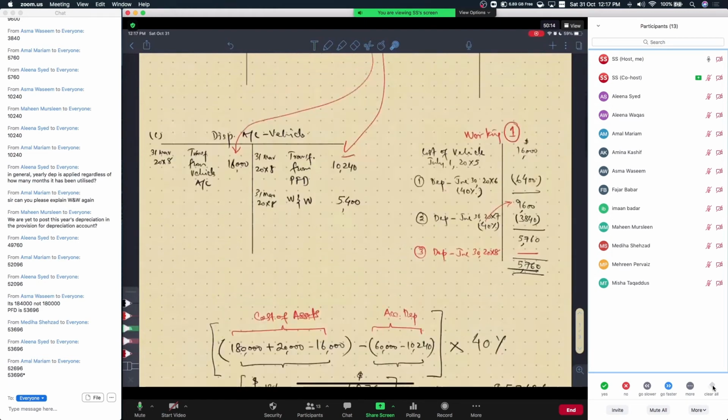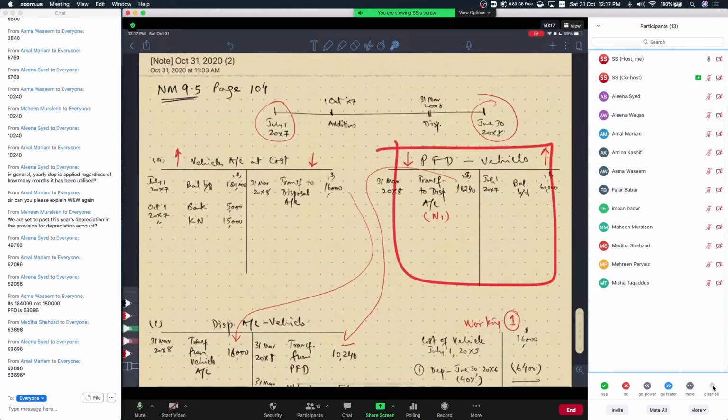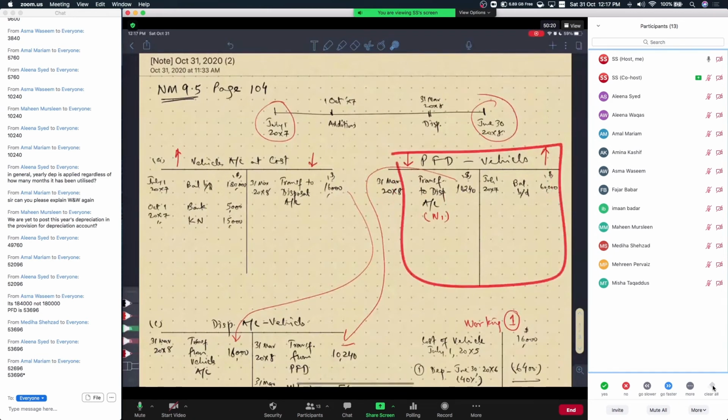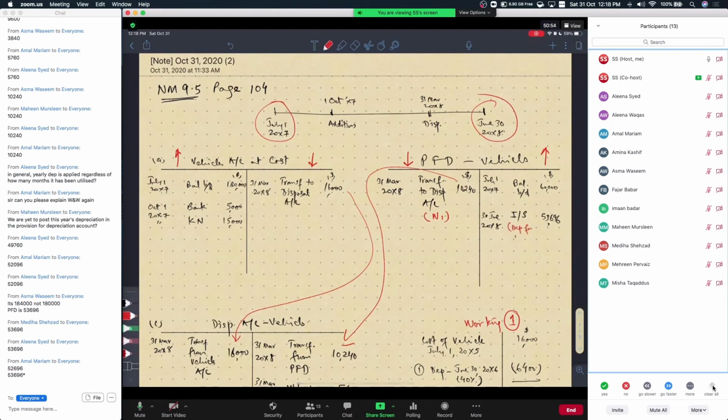So now, where do we show this? 53696. This is our current year's depreciation. This is our depreciation account. We are going to choose a side of this depreciation account. And since this is our current year's depreciation, our overall depreciation or accumulated depreciation balance will increase. So we'll have the end of the year now, 30th of June 20x8. That is when we charge depreciation. The amount is 53696, and the reference would be income statement because this is your current year's depreciation charge, right? Depreciation for the current year.